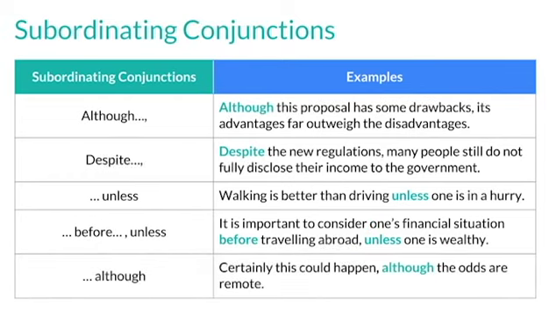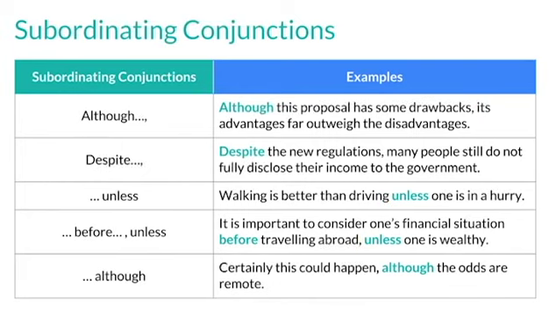Here's our last example. Certainly this could happen, although the odds are remote. Here we have the independent clause, and here we have the dependent clause. I want you to notice that in all of these examples, we place the subordinating conjunctions at the beginning of the dependent clauses. Now, you may have noticed that sometimes with the subordinating conjunction, we use a comma, and other times we don't.